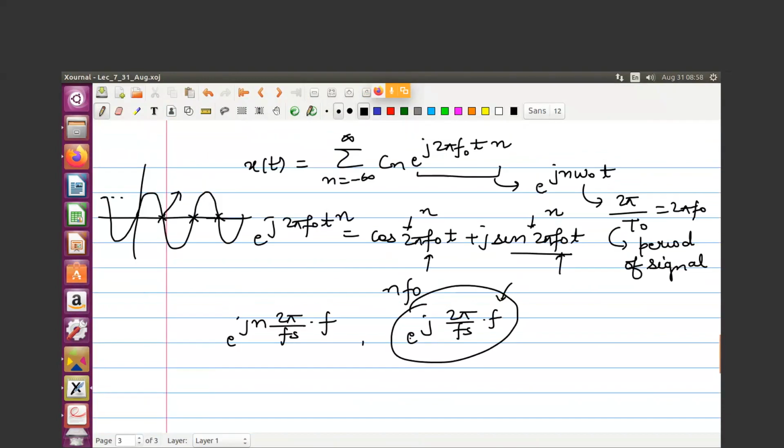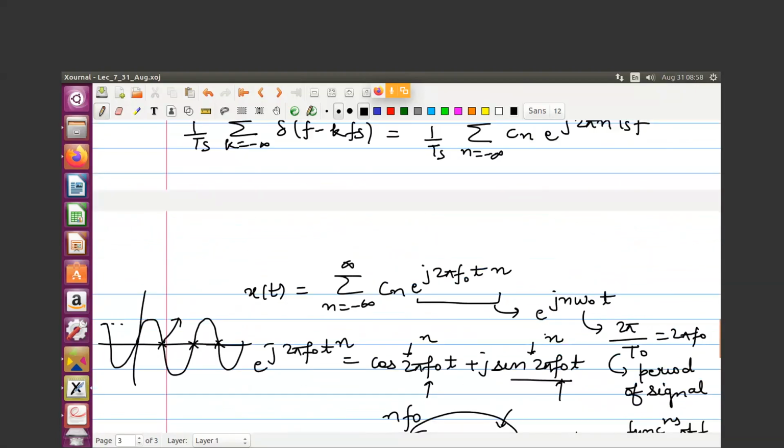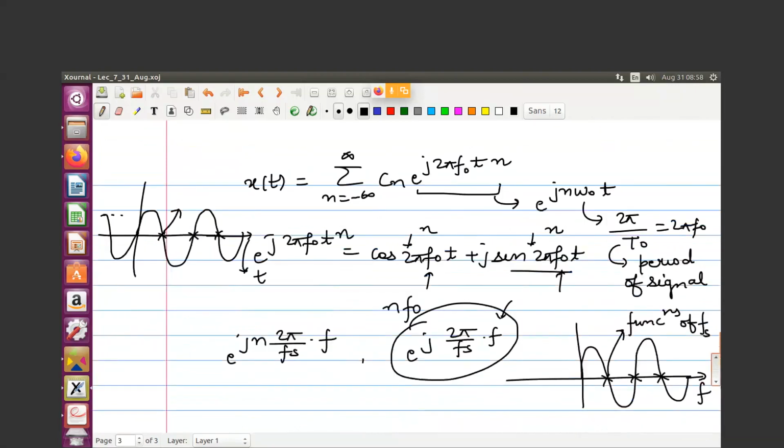We require exponentials here. Now our sine wave is like this. The axis is the f-axis, and these crossings should come in terms of f of s. These should be functions of f of s. So this analogy you have to draw from the time domain. I told you that this axis was time, and the crossings come in terms of t naught. A similar thing should happen here.